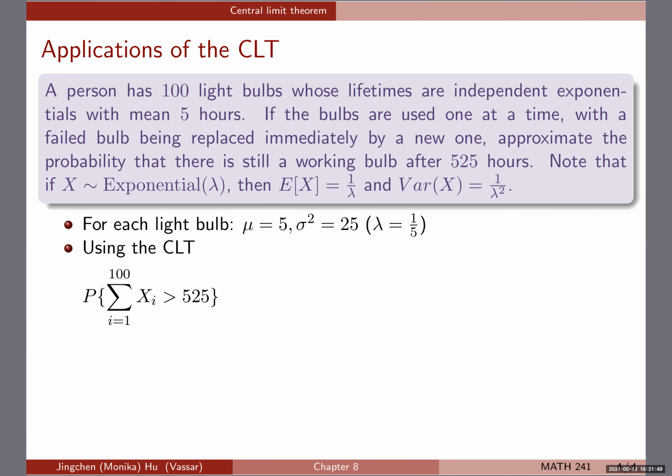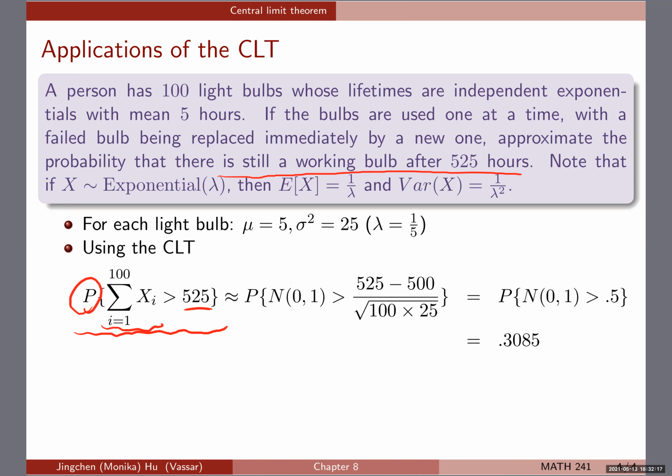This is a pretty standard way of writing it, so I recommend you start thinking this way. The question is asking us to approximate the probability that there is still a working bulb after 525 hours. So we're trying to get the probability that the sum of the first 100 is greater than 525. Next, we write an approximate sign, because all of this is an approximation. The central limit theorem is trying to approximate it using a normal distribution.